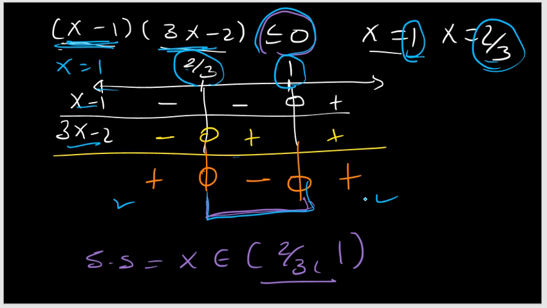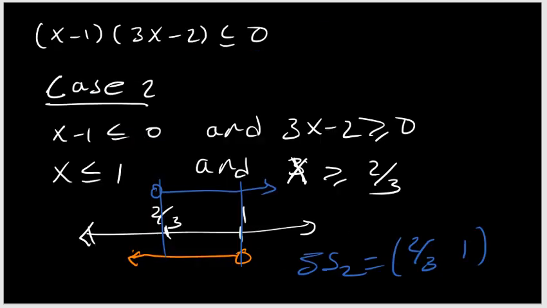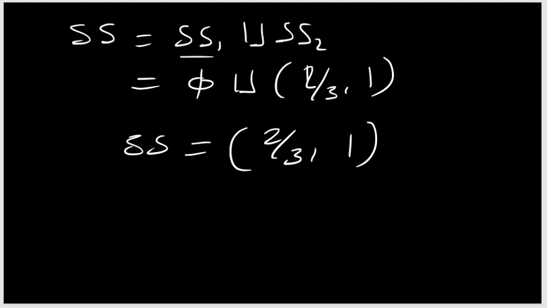So the sign chart doesn't have any other complication or steps. Directly it will tell you where your solution set is. So that's how to do a quadratic inequality.